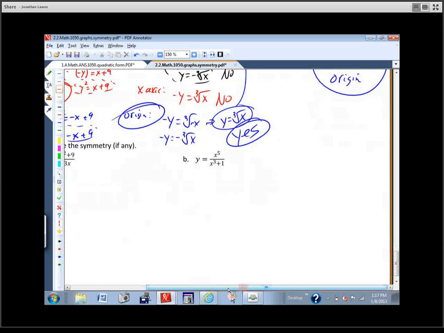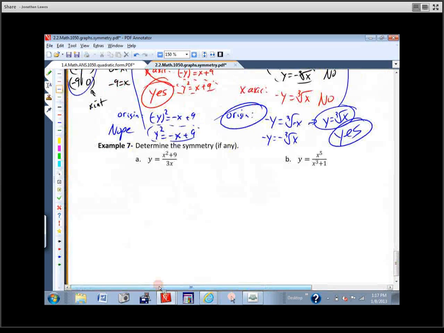Now, these are both rational equations. These tend to be a little bit more difficult. People tend to struggle with these, figuring out whether they're exactly the same or different. Again, y-axis, plug in a negative x. Here's what I'd get when I simplify. X squared plus 9, negative 3x. Is it the same? Nope.